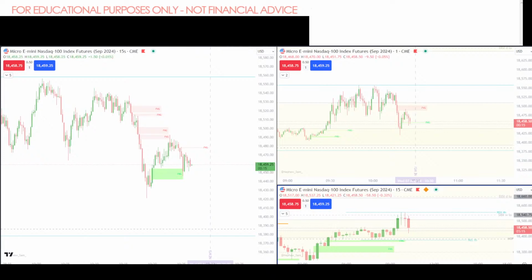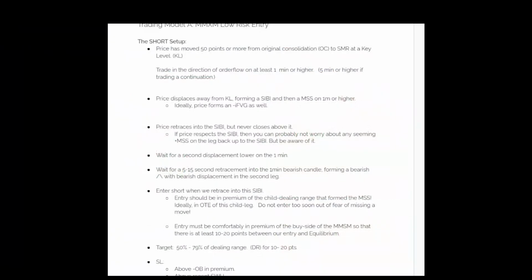What else do we want to see on the rules here? Trade in the direction of order flow on at least 1 minute or higher, 5 minutes or higher for trading a continuation. All right, well, for now it looks like we're coming back and forming a bearish order block, a bearish market maker sell model. Looks very likely that we're coming down to the 410 level. Let's look at that a little more closely. That might be more likely.